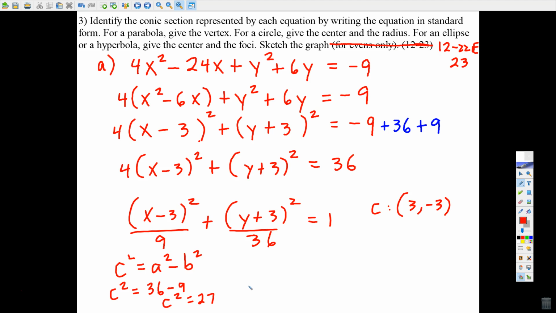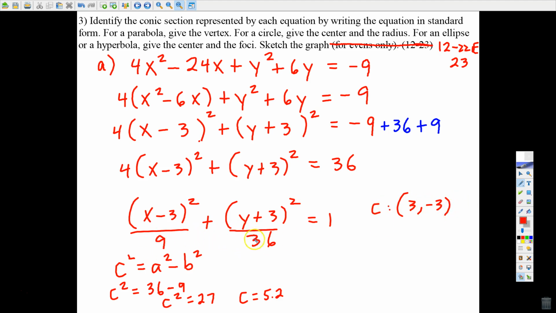Square root of 27, and I'm going to call that 5.2. So it's 5.2 units from the center to each of the focal points. And now it's like this. From the center, am I going to travel this way to the focal points, up and down? In other words, is this a tall ellipse? Or am I going to travel this way, left and right, indicating it's a wide ellipse?